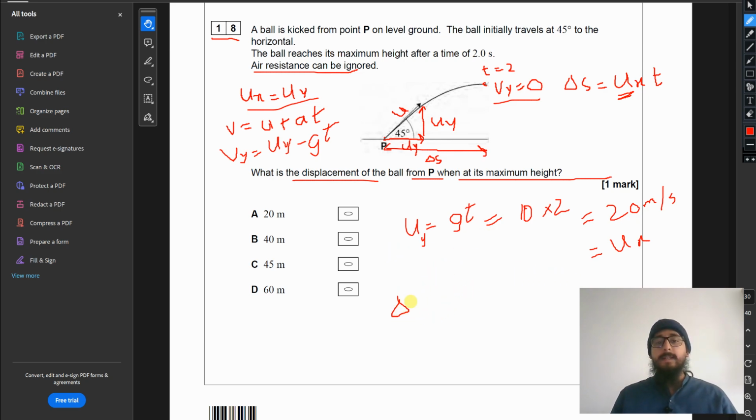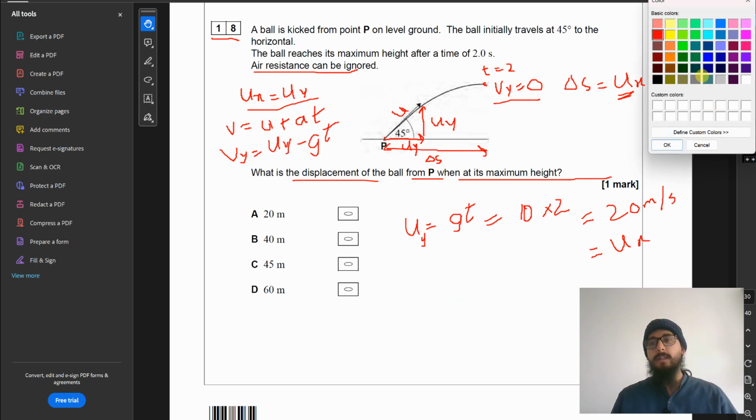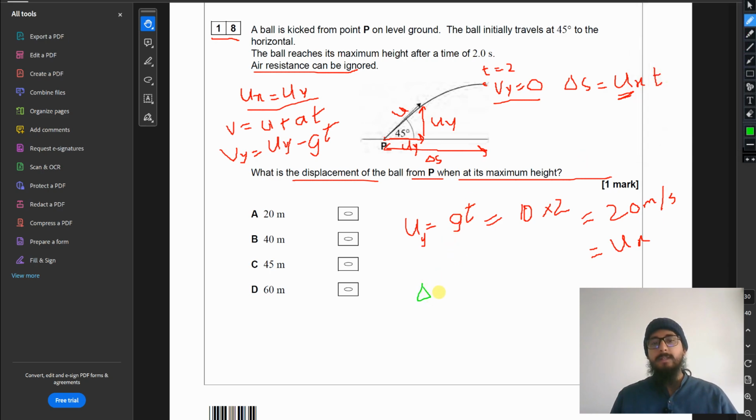Now delta s, I should change the color to write the final things. So delta s is nothing but 20 multiplied by 2, which is equal to 40 meters. So this is our answer, part B. Hope you understand. Thank you.